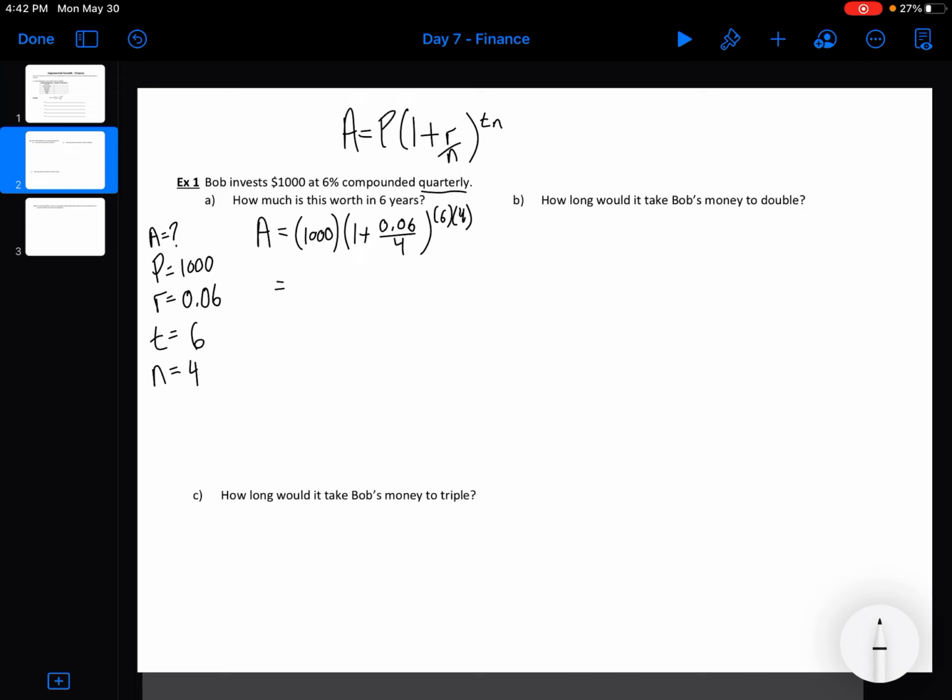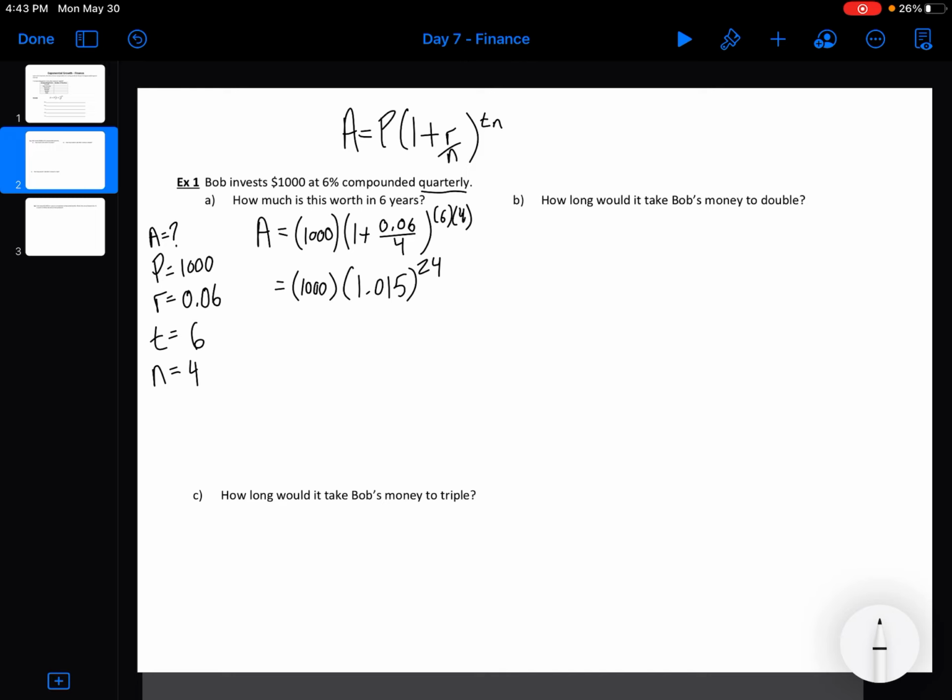Now when I do this, I start inside and I really apply BEDMAS. So I'm going to do 0.06 divided by 4. I get 0.015. Then I'm going to add 1. That's my brackets. Now I've got inside the brackets 1.015, and I just leave this in my calculator. Now my exponent is going to be 24, but if I didn't know that, I would just use my brackets in my exponent. 4 times 6 is 24. So we've got our exponent, which is now going to give me 1.429.